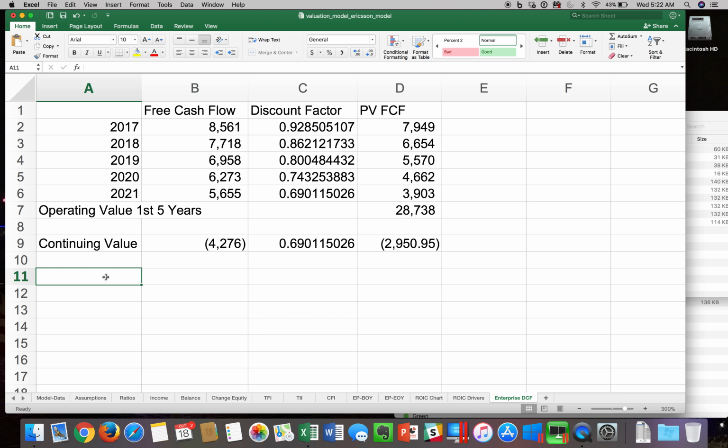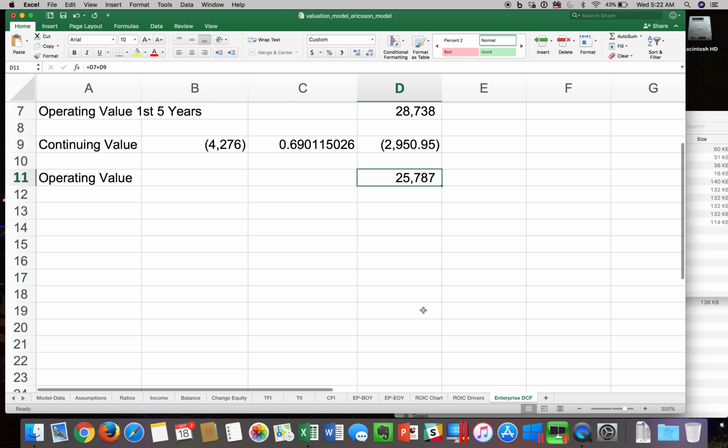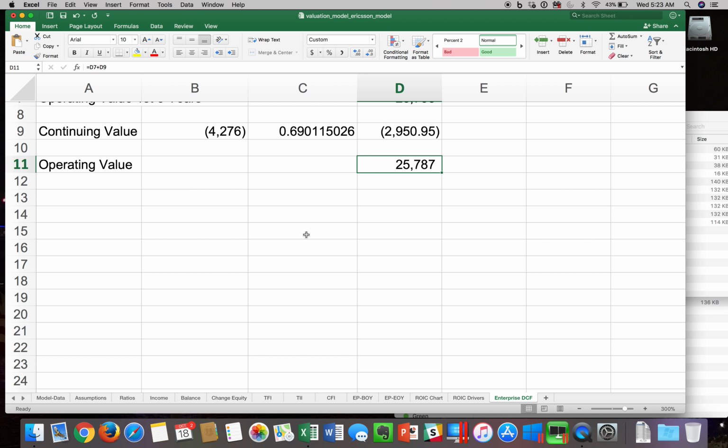And therefore, we get the operating value of the firm, which is the value of the first 5 years, plus the value to perpetuity, and that is the forecasted operating cash flow value of the firm. Now, operating value plus non-operating value equals enterprise value. So now we need to forecast the non-operating value.